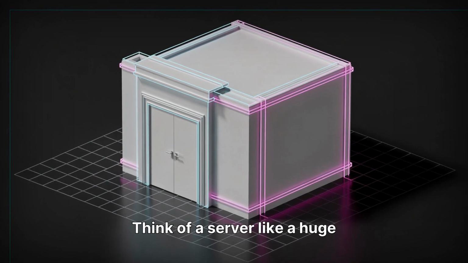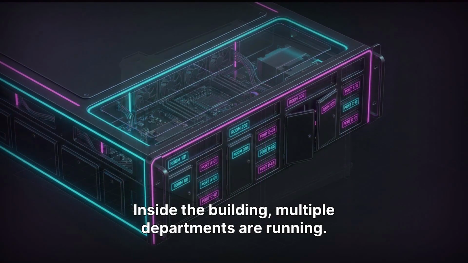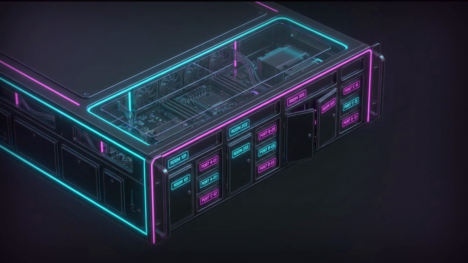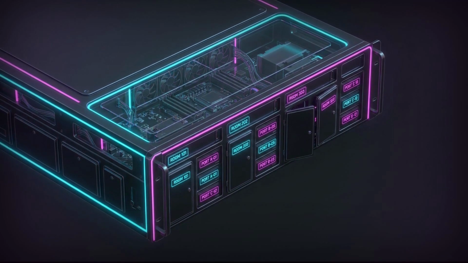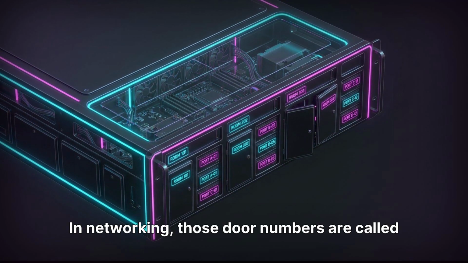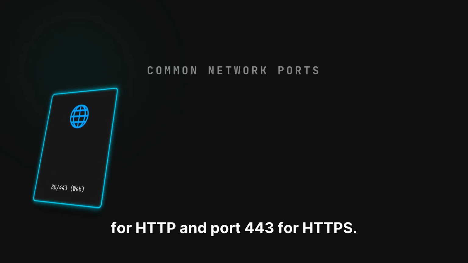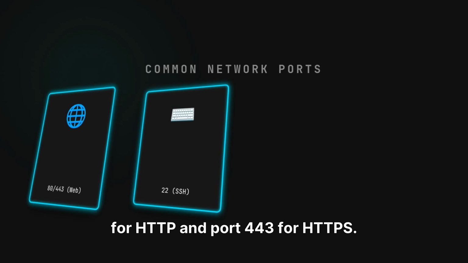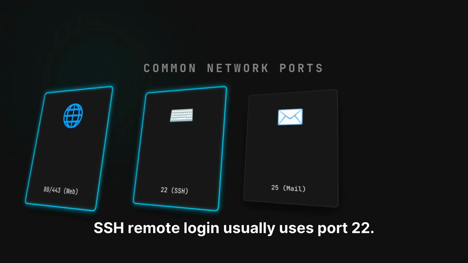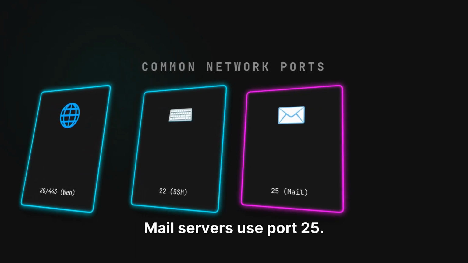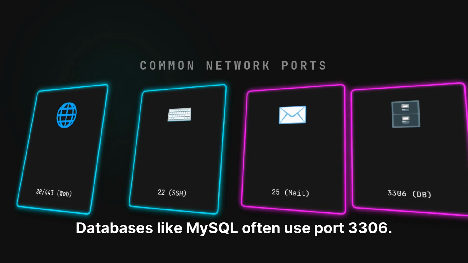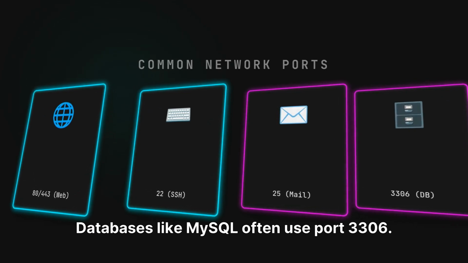Think of a server like a huge office building. Inside the building, multiple departments are running. Every department has a different door number. In networking, those door numbers are called ports. For example, websites commonly use port 80 for HTTP and port 443 for HTTPS. SSH remote login usually uses port 22. Mail servers use port 25. Databases like MySQL often use port 3306.